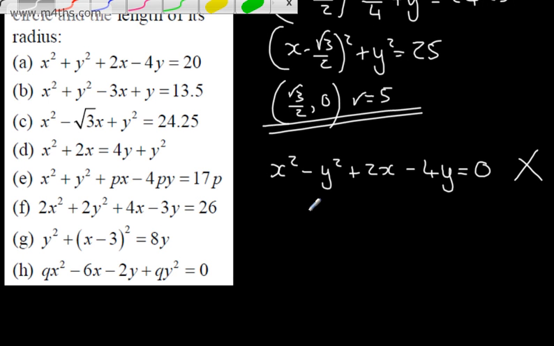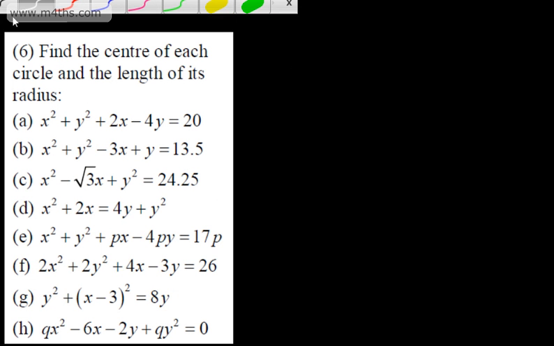Okay, let's look at the next one. This one looks a bit of a mess because we've got these p's involved. Let's complete the square now on the x's. So do be careful on that one. That looks like it was trying to catch us out because it's certainly not a circle. So let's go for this one.